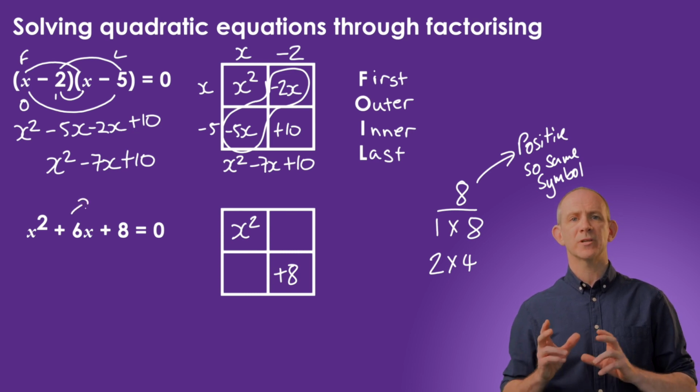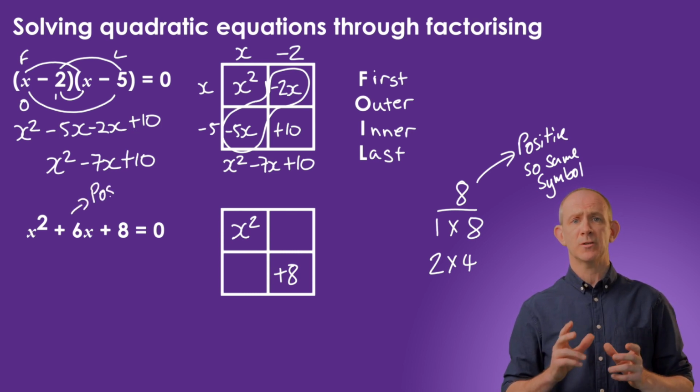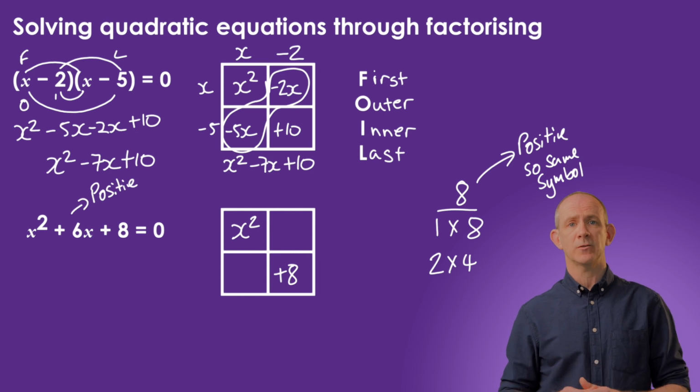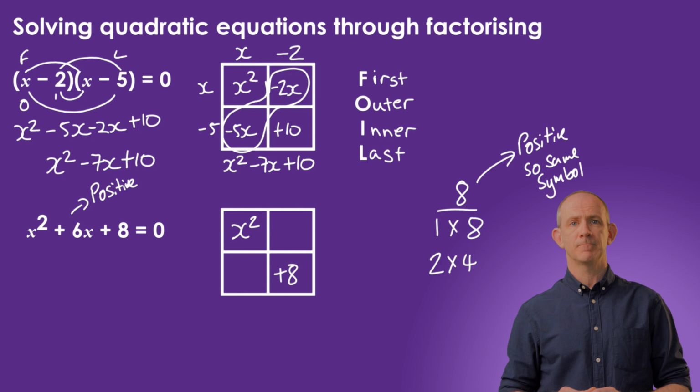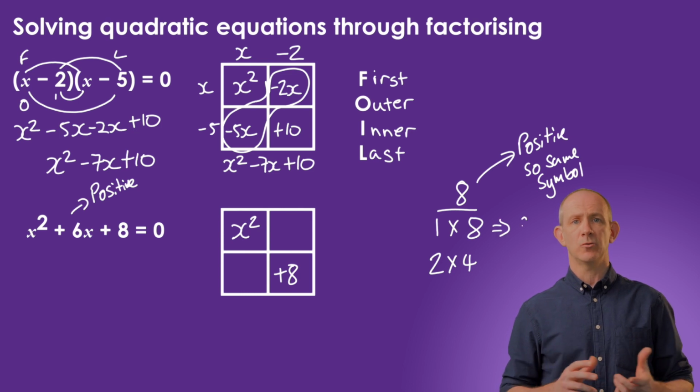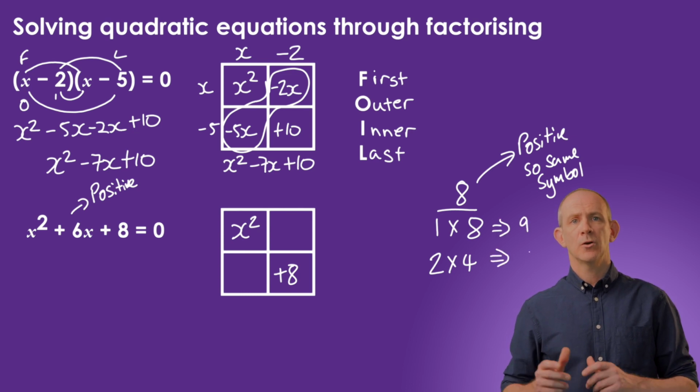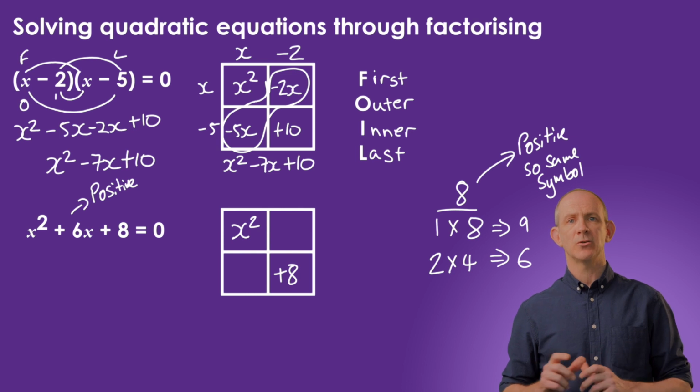Now we know that in order to gain the b coefficient of positive 6, we'll be adding one of these pairs of factors together. So which pair will give us the sum of 6? We can see it'll be the 2 and 4. We can now look to complete the grid using this information.